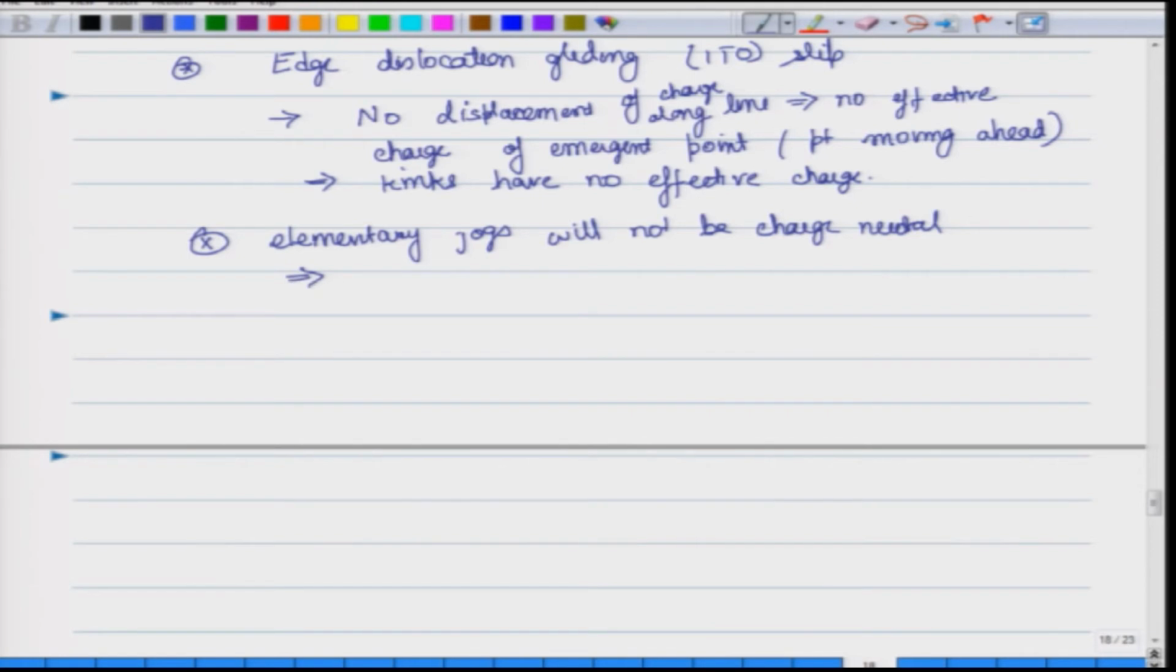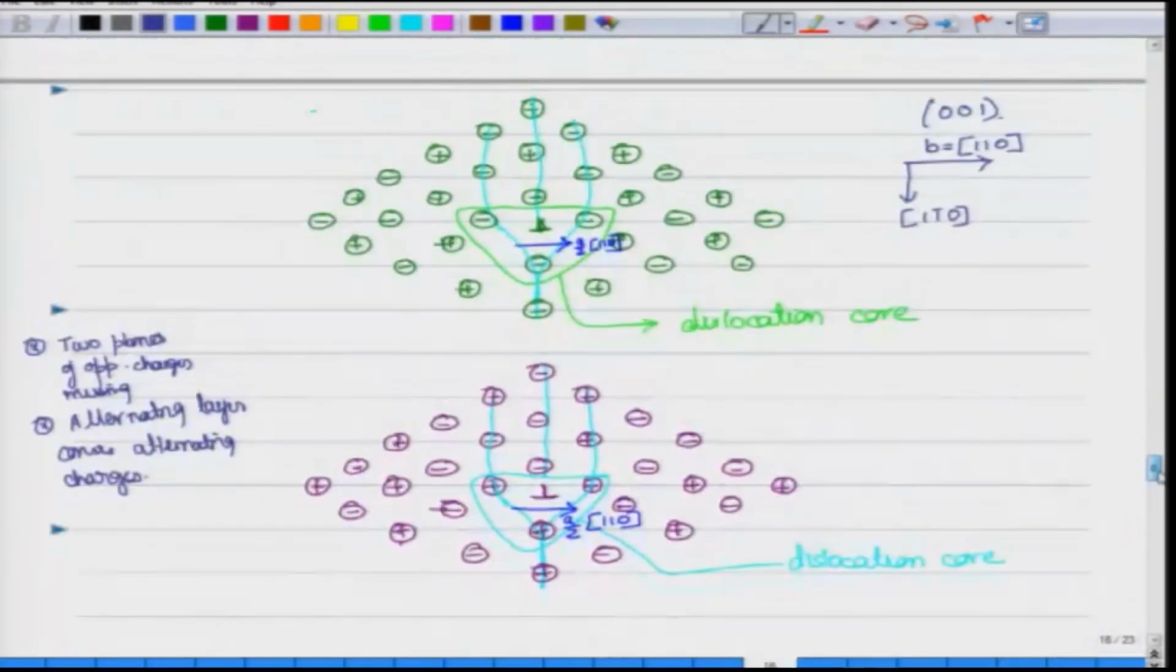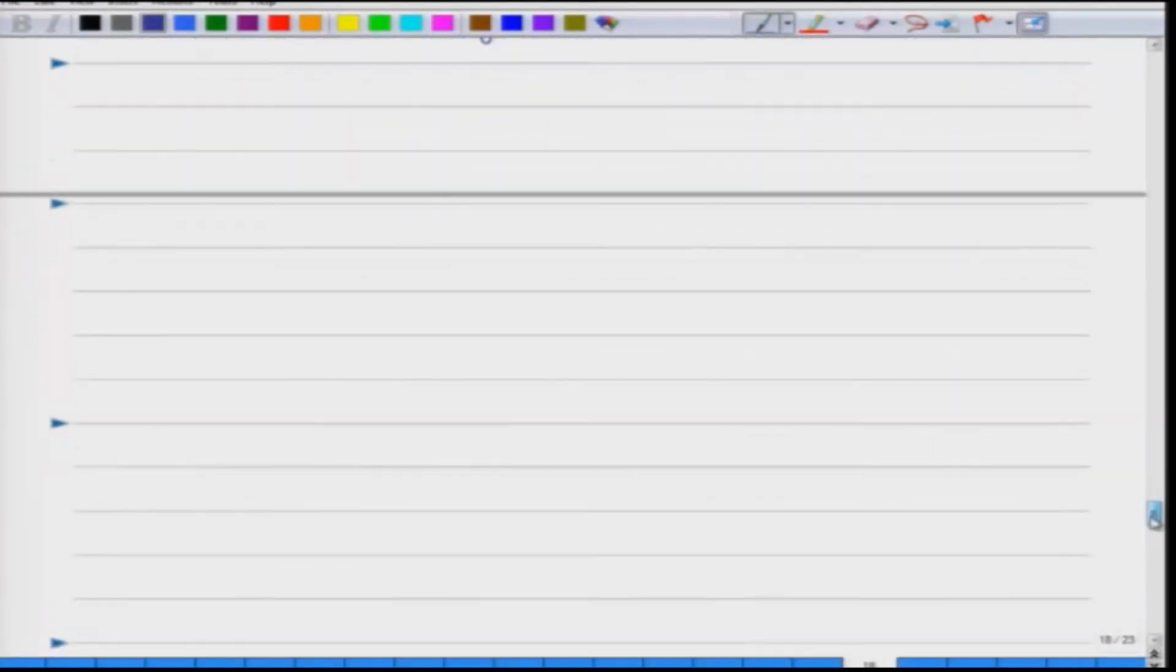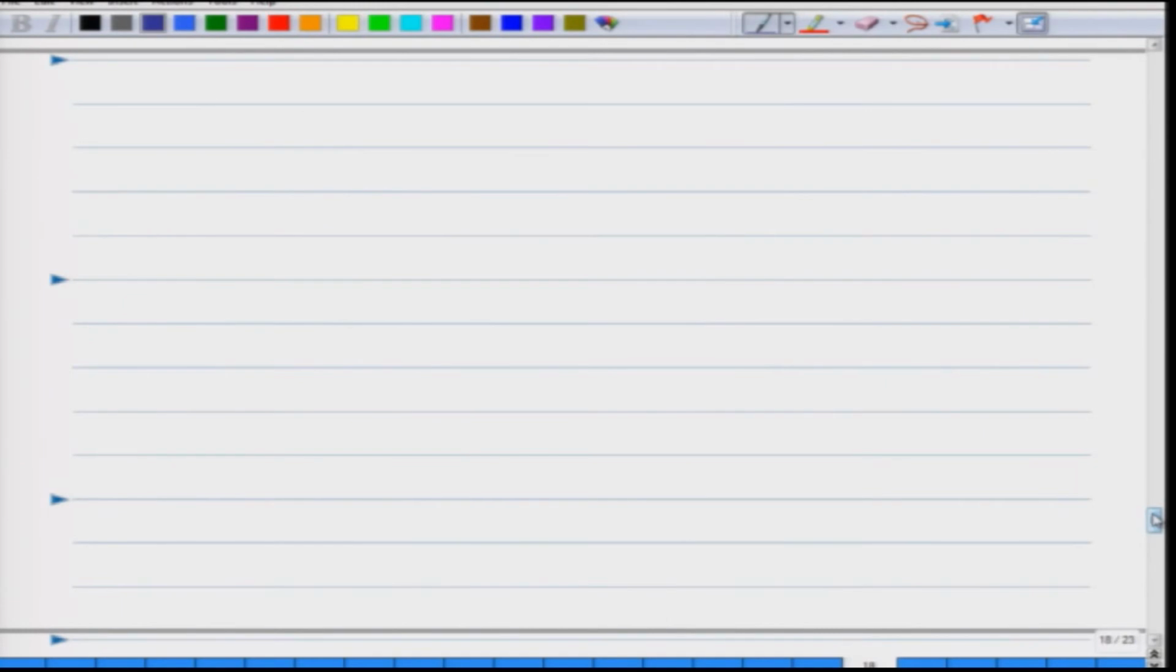And this implies that it may attract or repel electrostatically. So, this is about the edge dislocations. Now, without going into the details, just because we have started this topic, let me write down a few things about screw dislocations.